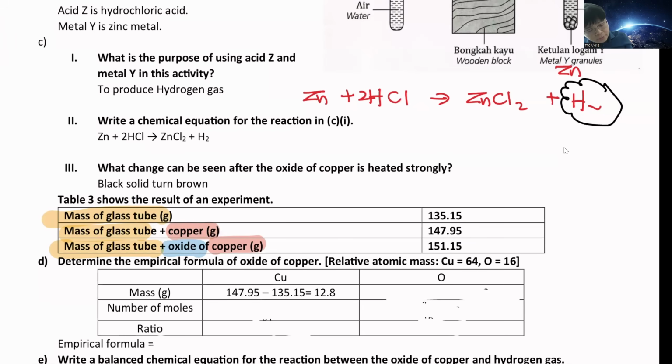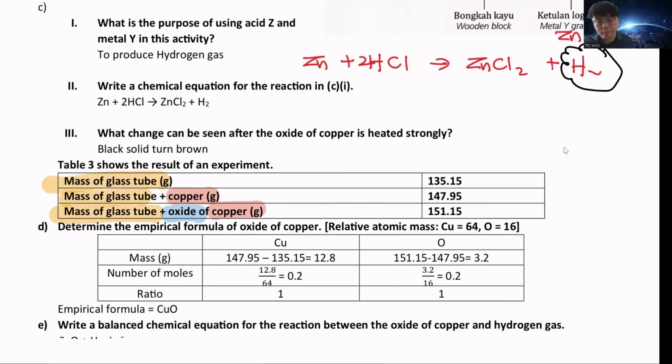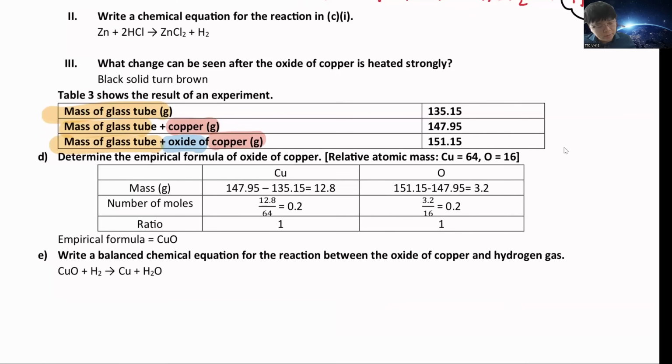To get the oxygen, you take the third one minus the second one. So that cancel, cancel, cancel, cancel, you get the oxygen. Same, 1 divided by 64, 1 divided by 16. You get the ratio is 1 to 1. So the chemical equation would be CuO plus H2 becomes Cu.